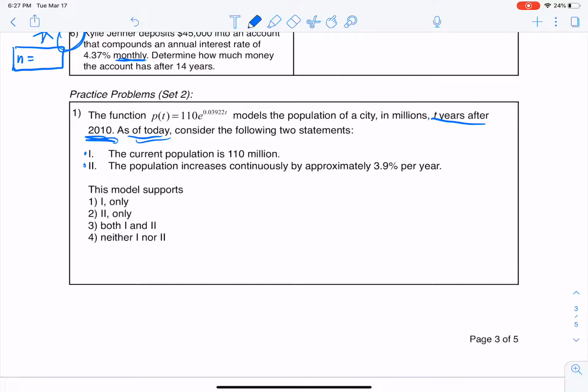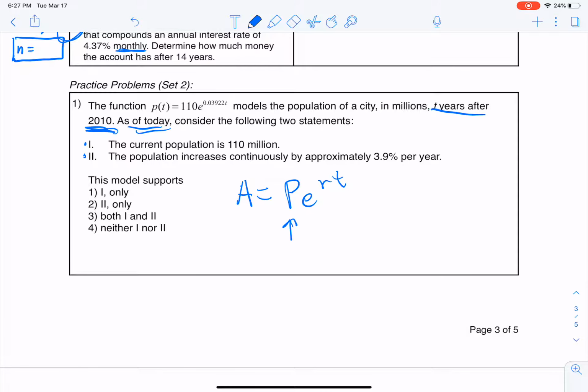Okay, so this is a continuous interest problem. So this is the way that formula looks in its standard form. P is what we start with, so that's our starting amount. R here is our rate, and it's our rate as a decimal.